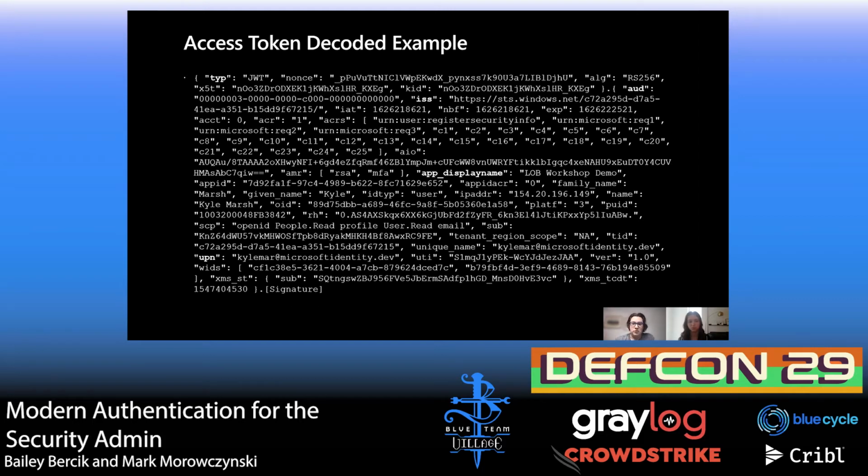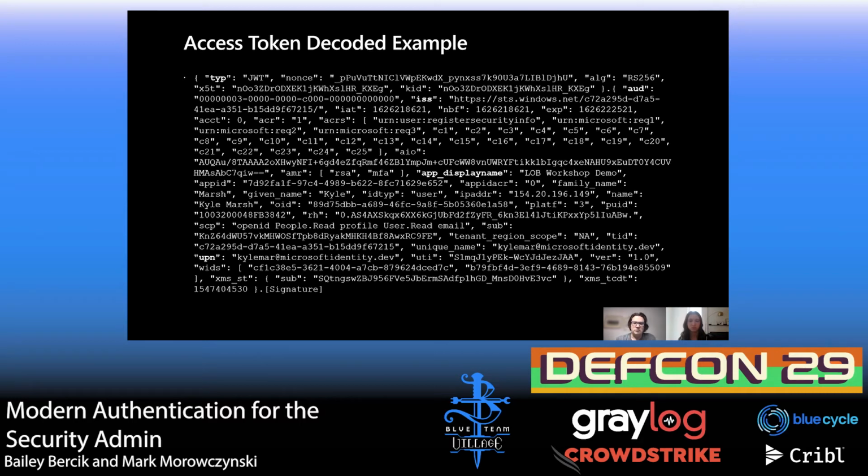And we can tell that because towards the upper middle, you see the field of ISS. This is who issued the token, and you can see sts.windows.net. That's Azure AD. And we can see the app display name is Line of Business Workshop Demo. So those are some things in the token. There's lots of stuff in here, and we're not going to cover all of it, but this is what it looks like when it's decoded.